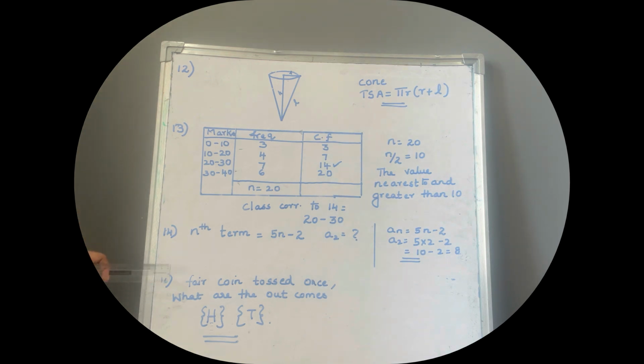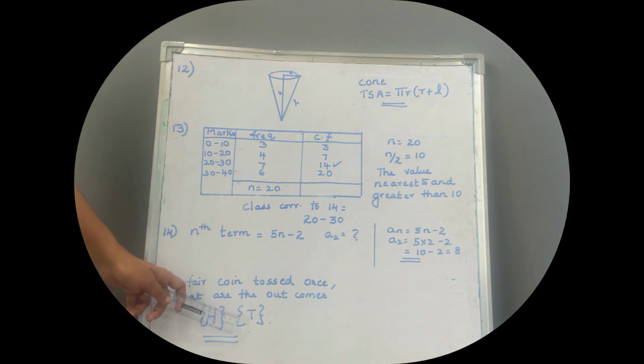Next question. A fair coin is tossed once. What are the possible outcomes? If a coin is tossed, there are only two outcomes. It should be either head or tail.